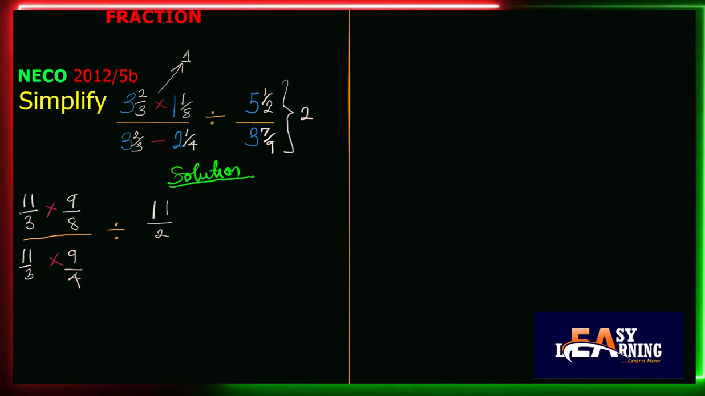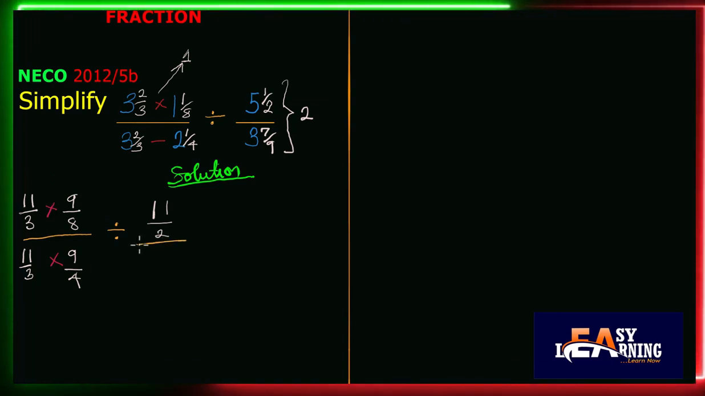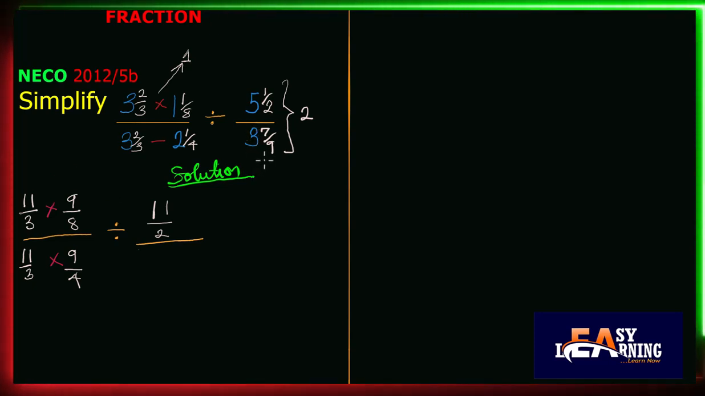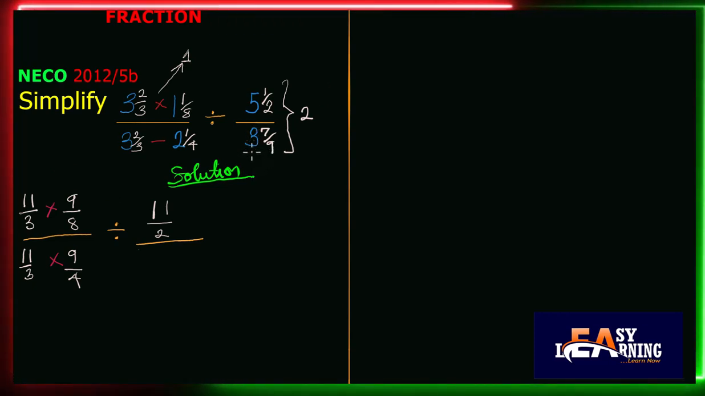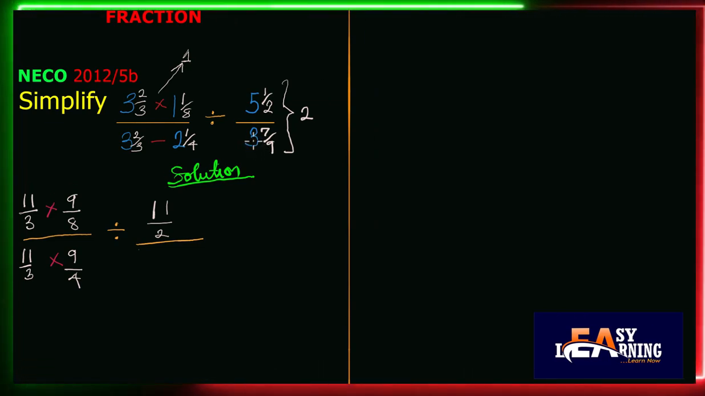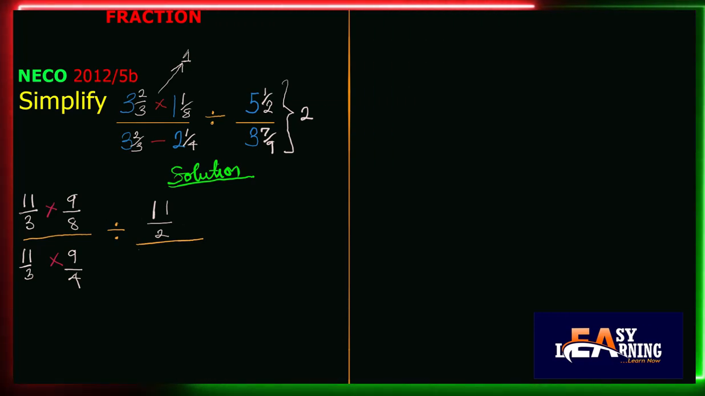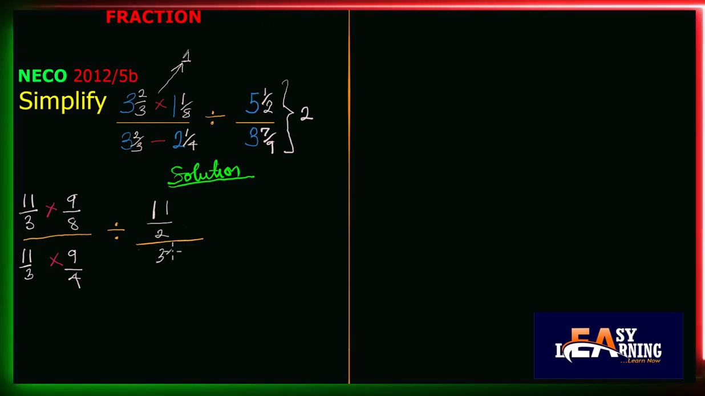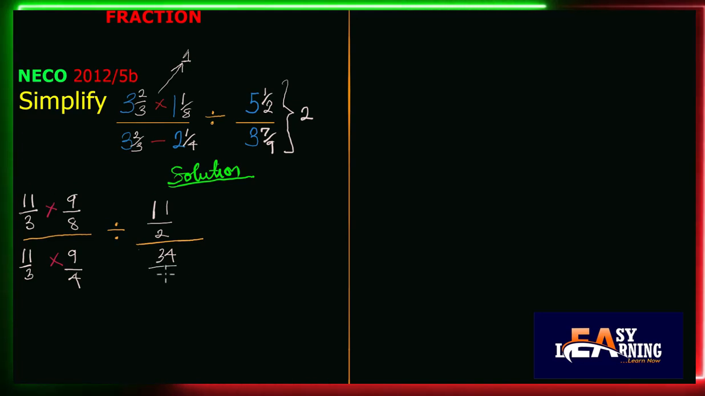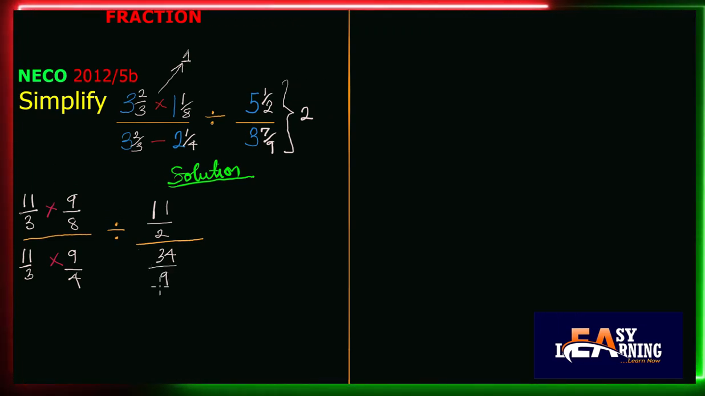Let's still maintain it so you can see what we're doing. This other division sign, right? Let's change this one. 9 times 3 is 27. 27 plus 7 is 34. So here becomes 34 all over 9. All right, so we are making progress, aren't we?